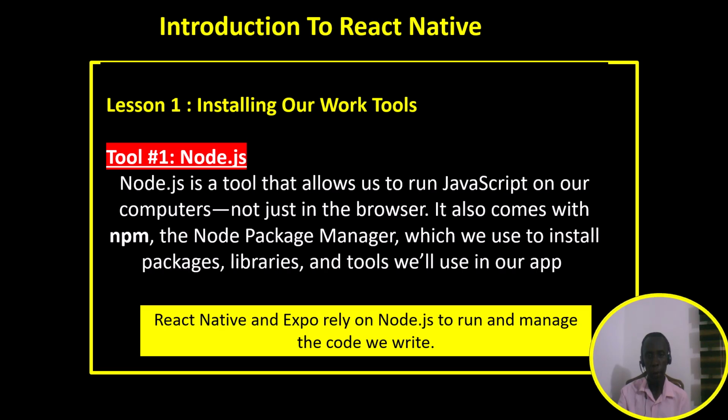It comes with npm. npm means Node Package Manager. We use it to install and manage packages, libraries, and the tools that we use in the app. So let's take note of this. Node.js is the first tool that we'll be making use of when we are developing a mobile app with React Native, and that's because Node.js allows us to run JavaScript on our computers.